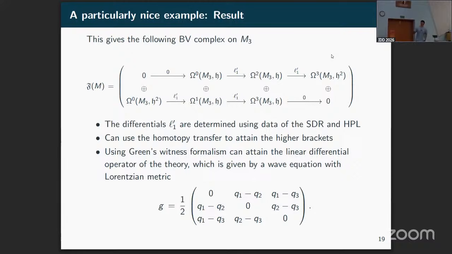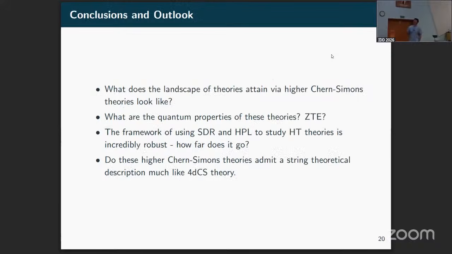And the idea is you get this complex for a 3D IFT, and you get essentially that the equations of motion can be captured by a sort of linear wave-like equation with a Lorentzian metric. And I'll skip the conclusions.